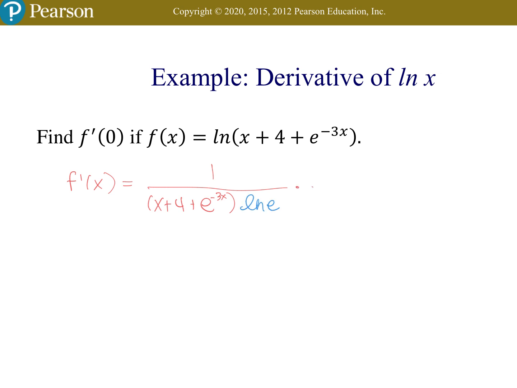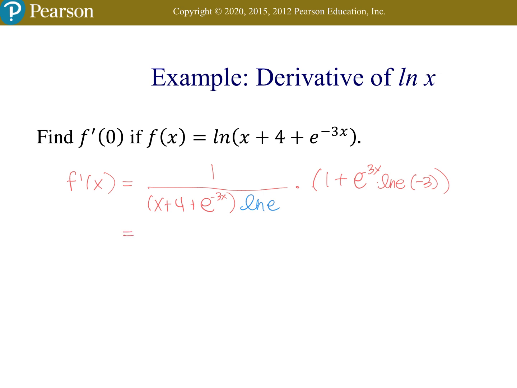Okay, times 1 plus e to the negative 3x times Lenny times negative 3. Okay, good job. All right, so this was a mixture of having the natural log rule and then also followed by the chain rule, which required him to remember the other one.